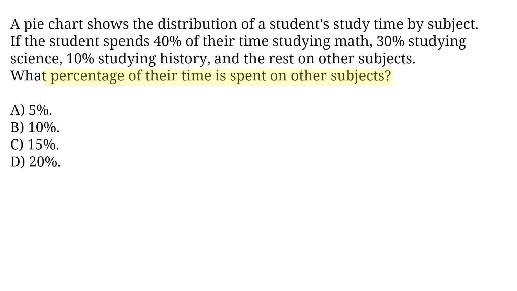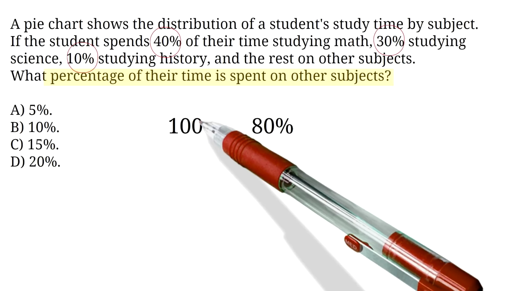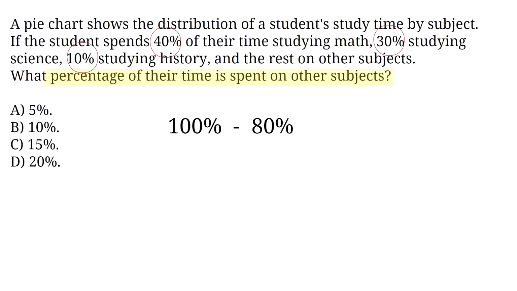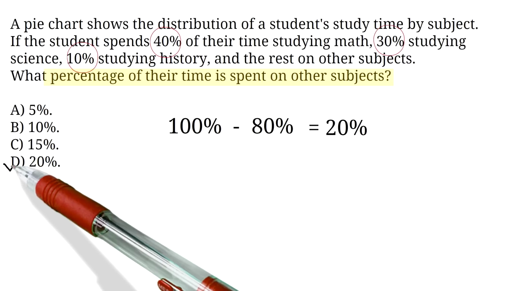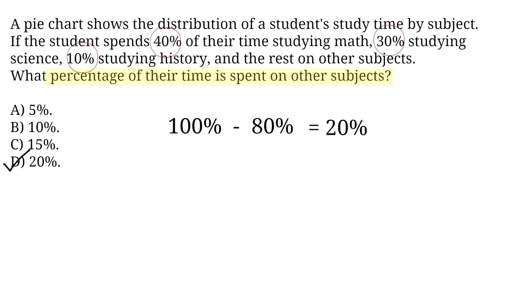First, we add up the percentages spent on math, science, and history, which is 40% plus 30% plus 10%, resulting in 80%. Now, to find the percentage spent on other subjects, we subtract 80% from 100% because the total percentage of study time is 100%. The total percentage in a pie chart is always 100%. This is 20%. So, the answer is D, 20%. The student spends 20% of their time on other subjects.